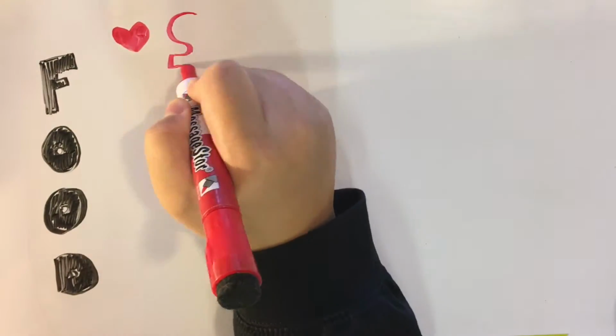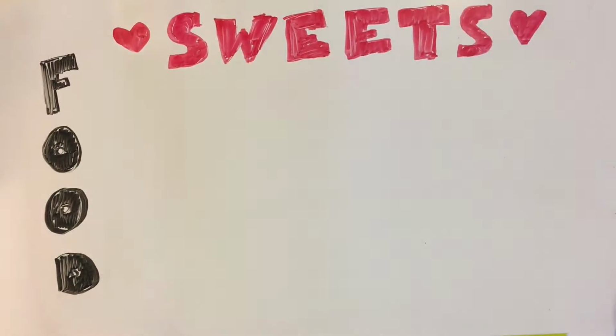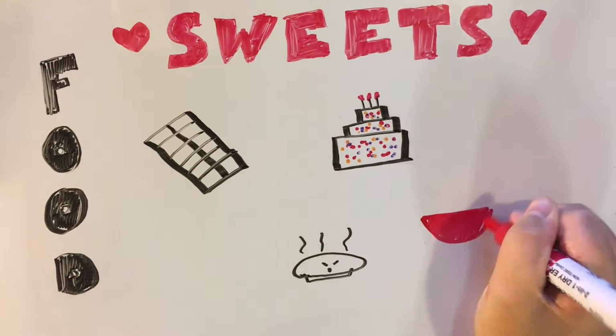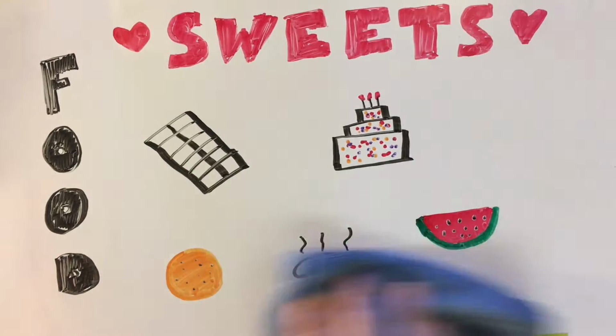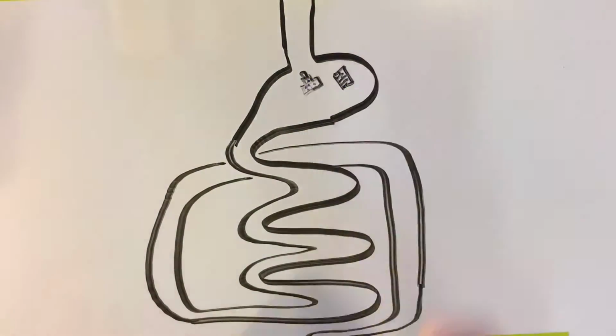Let's first talk about some of the foods that we eat. We all love those sweets, right? All that chocolate, the cake, the pies, the watermelon and the oranges, and well, you get my point. But have you thought about what happens to these sugars when it's inside your body? That's exactly what we're going to talk about today.